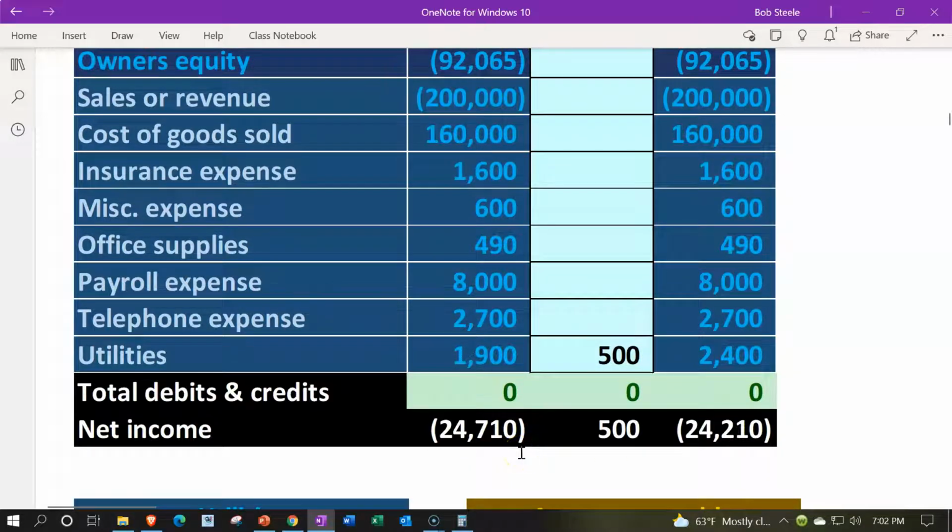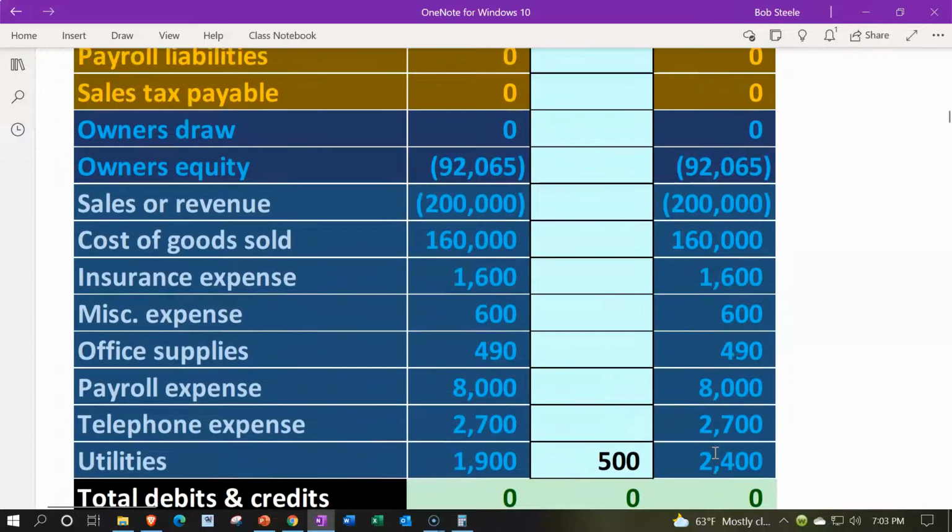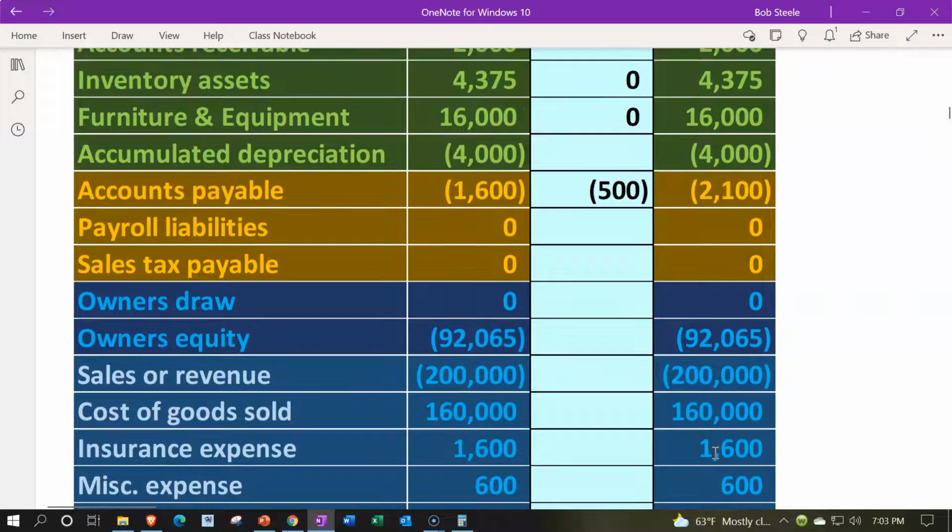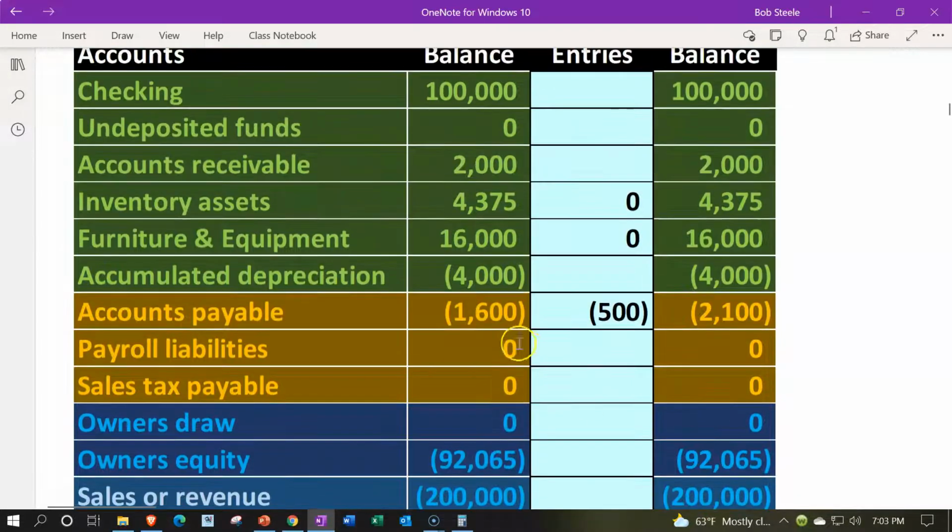That decreases net income, because net income is revenue minus expenses. This is income, not a loss. The brackets mean credit, not a loss. 24,710, and then we have the 500 minus the expense of 500 gives us 24,210. So it has an impact on the bottom line of the income statement, which is net income.